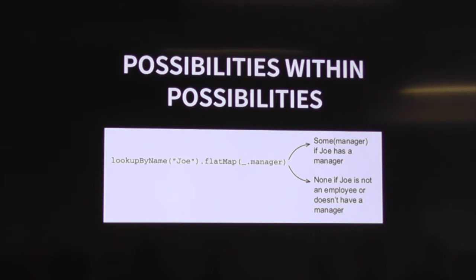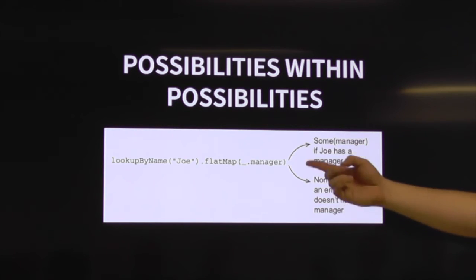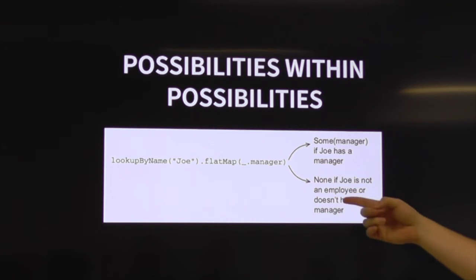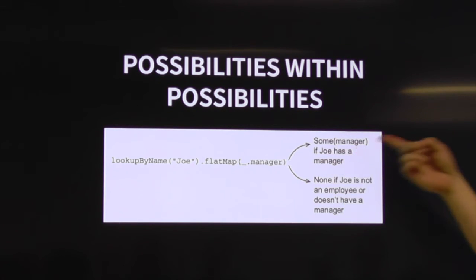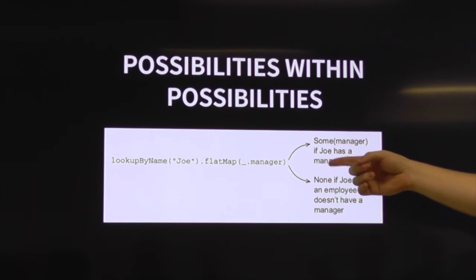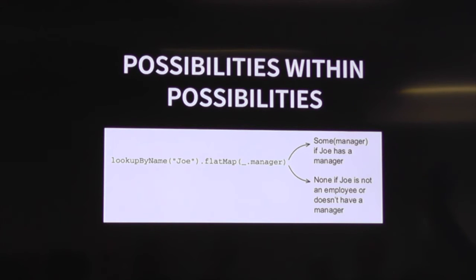So you'd have some, and then the actual information. Remember from the type of flat map, it takes an A to an option of B and operates on an option of A. So in this case, Joe could fail, in which case, no manager. Or we get some manager if Joe is in the system and he has a manager. Is this making sense so far?